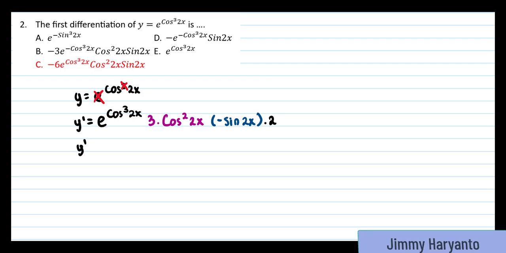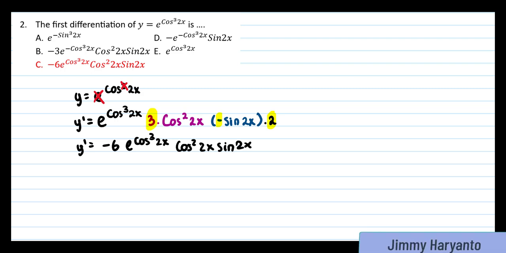Okay, let's simplify a bit. You can do the multiplication of 3 with -2. You will have -6, and then e to the power of cos cubed 2x, and then cos squared 2x, and then sine 2x. Yep, sine 2x. There you go. This is number 2.